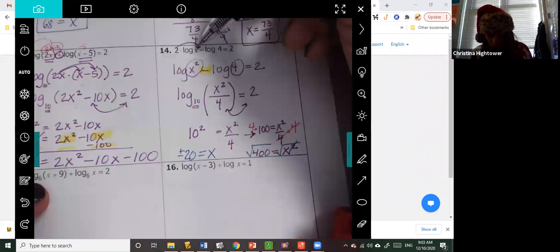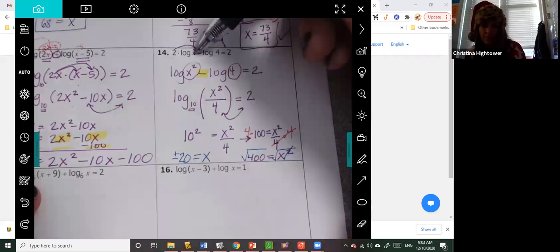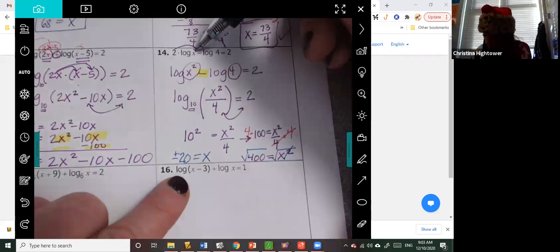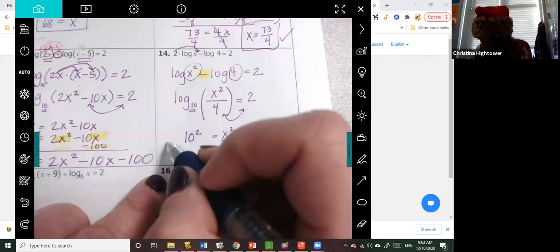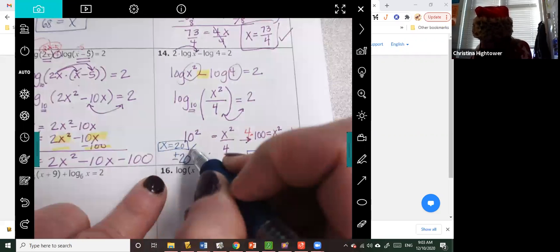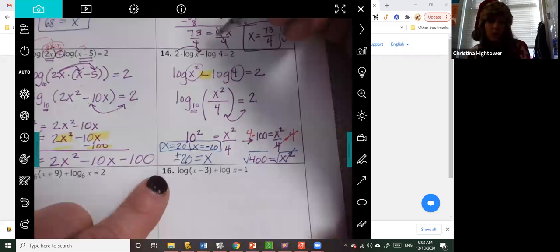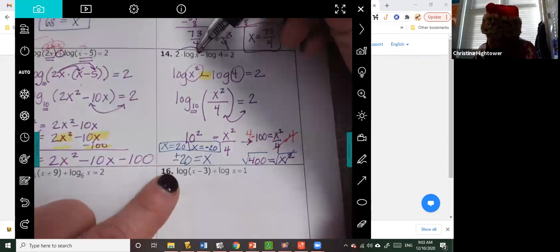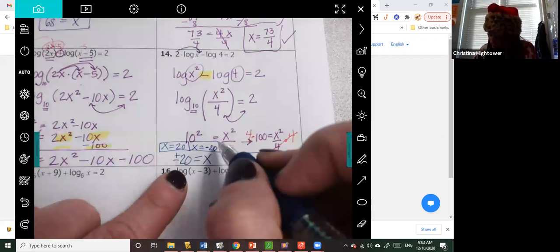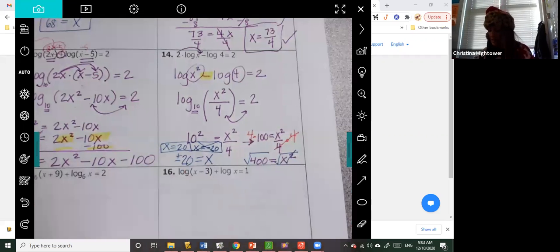Now, it does look like a positive 20 would work if I plug the 20 in right there, but the negative 20 would not work. Realize that this is 2 answers. That's 20, and it is also negative 20, plus or minus 20. That's 2 different answers. The negative 20 wouldn't work because you can't take the log of a negative number. So mark that out, and the negative 20 does not work, okay? It is extraneous.